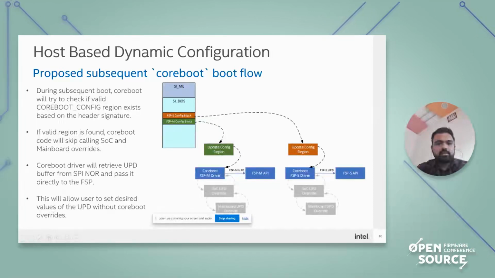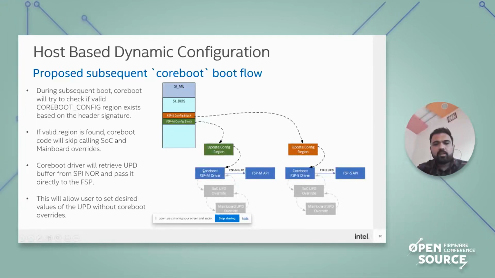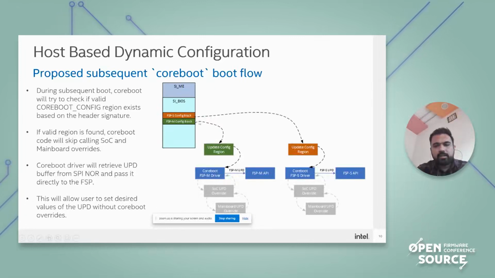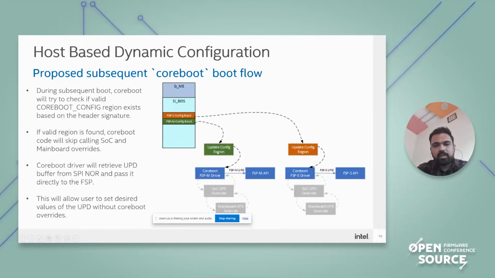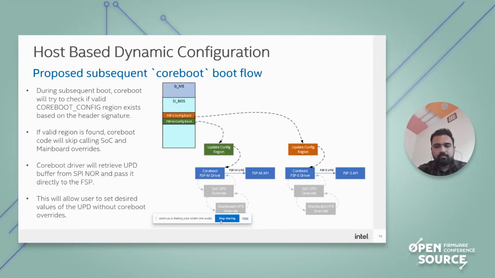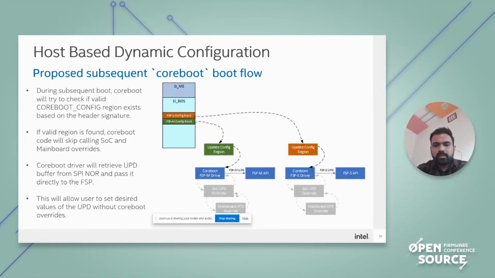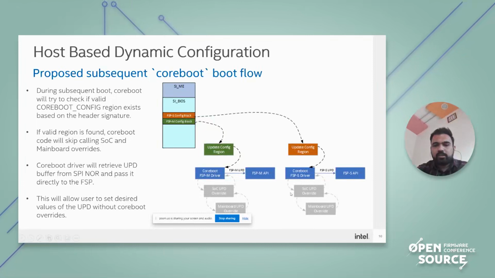So a signature, let's say, for coreboot config, and another signature for FSPM. Let's say if it is Tiger Lake, then it will be Tiger Lake UPD. So if those region signatures are valid, then we'll read back that config region from the SPI and just pass it to the FSPM driver. So there is no override. That way we can avoid coreboot code overriding the user modified value. And in a similar way we will follow it for FSPS also.